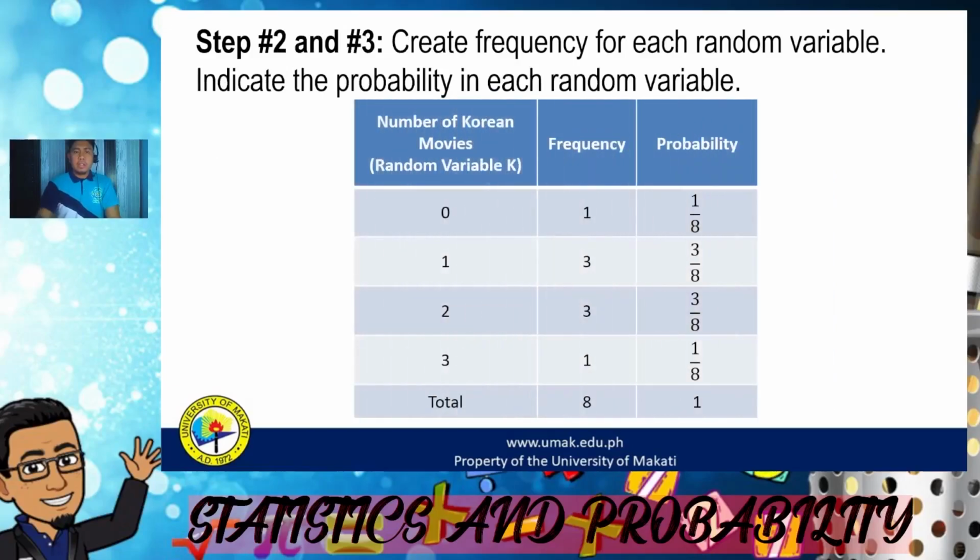So here is our discrete probability distribution. It's composed of the random variable column, the frequency, and the probability. Let's start with the random variable. You can arrange it highest to lowest or lowest to highest, as long as it is arranged orderly. Now, frequency is about how many times your random variable occurs in the possible outcomes.